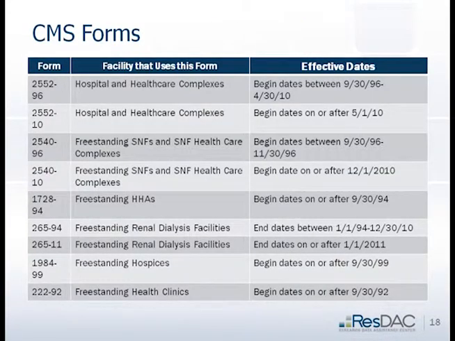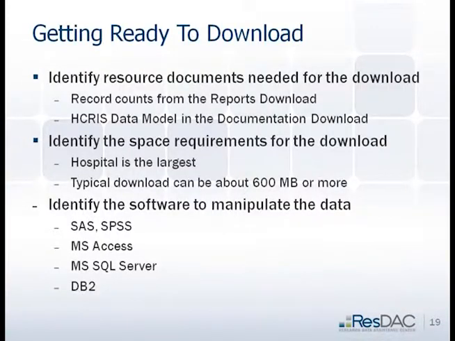I've listed out the form numbers again. So now as we're getting ready to download the data files and start working with the data, here's what we're going to do. We're going to look at the record counts. We'll look at the data model, but we're going to either look at the corrected data model or the SQL document that gives you the variable positions. Identify the space requirements that are needed for the download. The hospital cost report data files can be quite large. And then identify the software that you would use to manipulate the data.